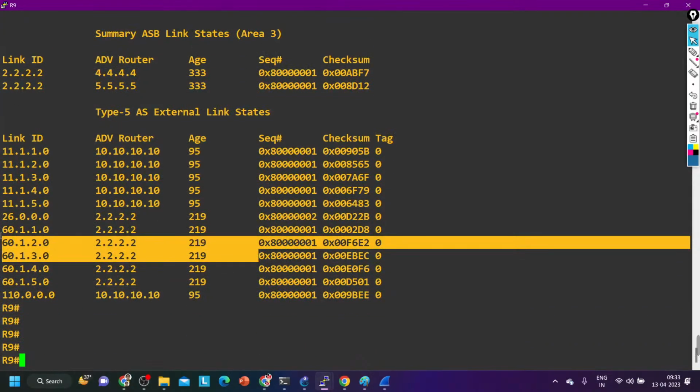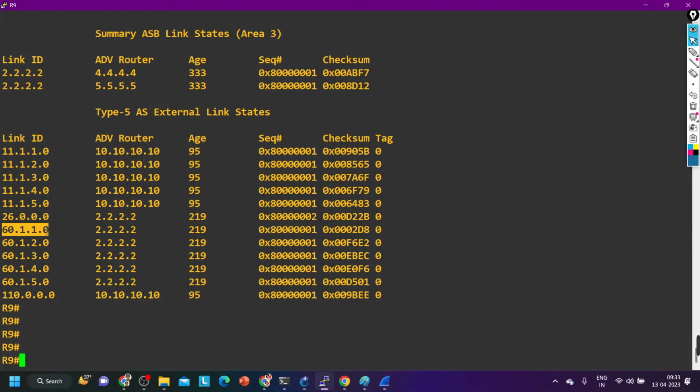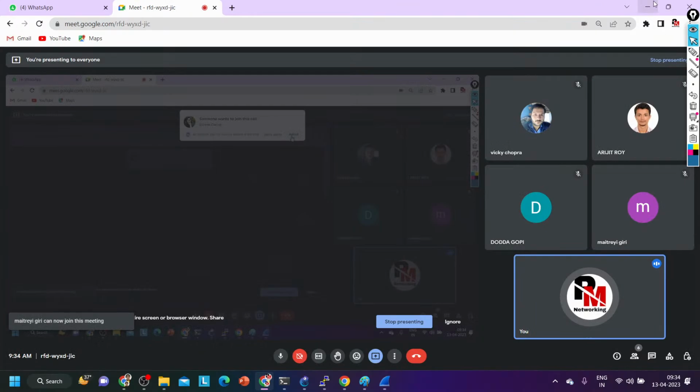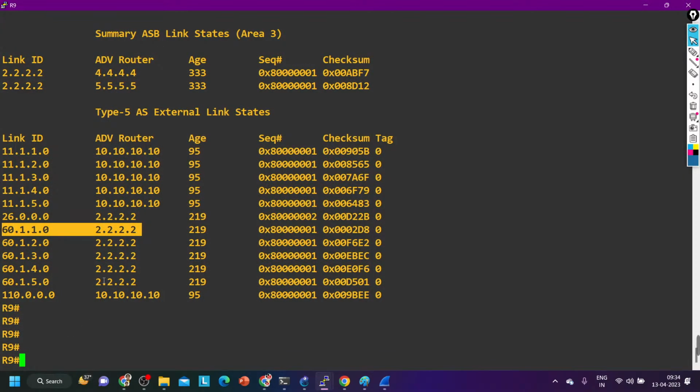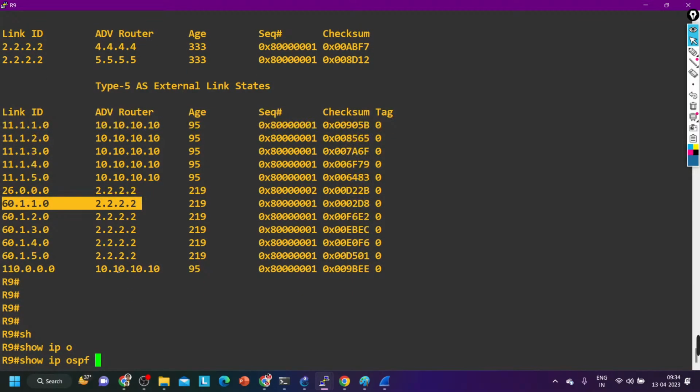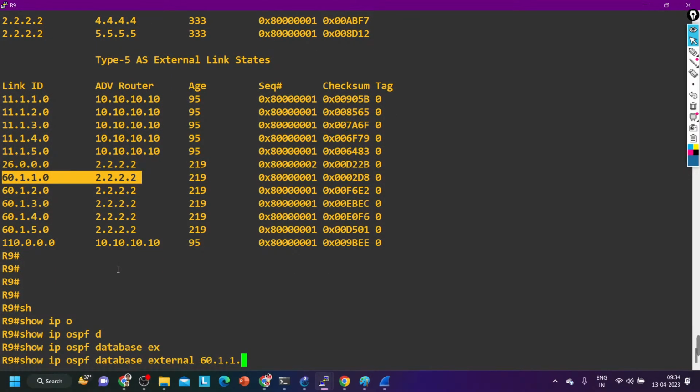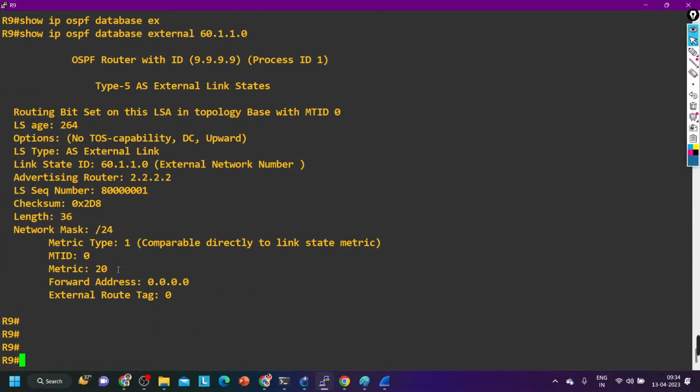So how is it that here in the database I am able to see only that I am getting the 60 network from router number 2, from 2.2.2.2? But in the routing table the router has installed what? Both paths. So how did the router come to know about both paths, guys? And the metric to reach the network is the same from both sides. For that, this router will check what? So, show IP OSPF database external, after that 60.1.1.0. Is there any information?